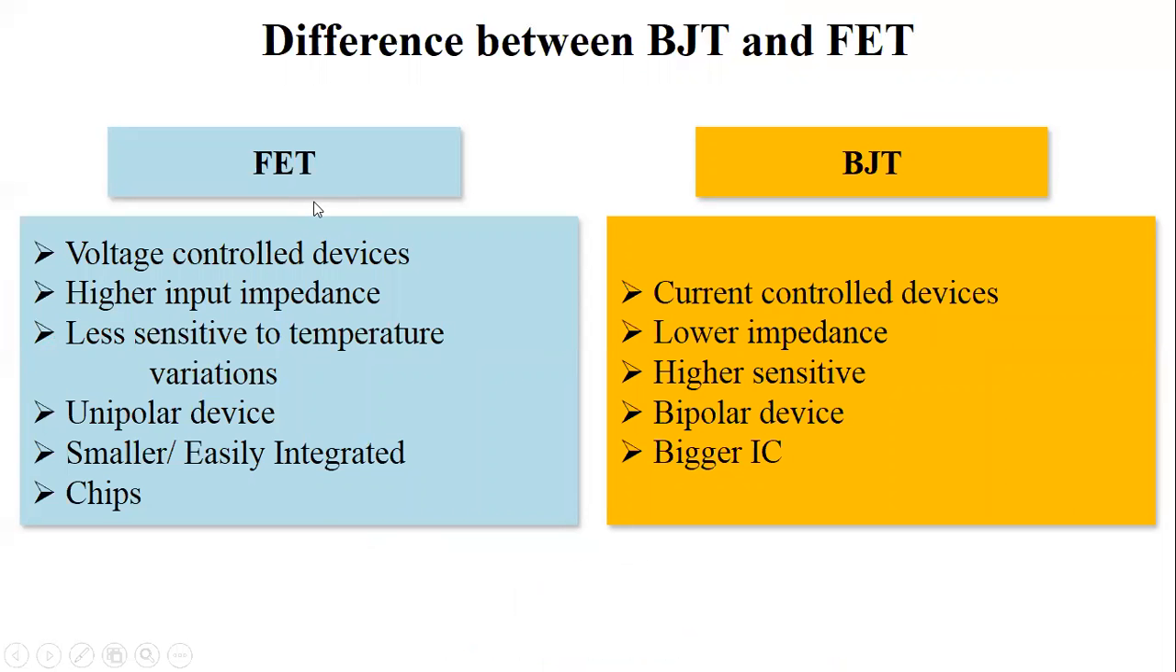Differences between FET and BJT. FET is a voltage control device, while BJT is a current control device, right? FET offers higher input impedance as compared to this BJT.